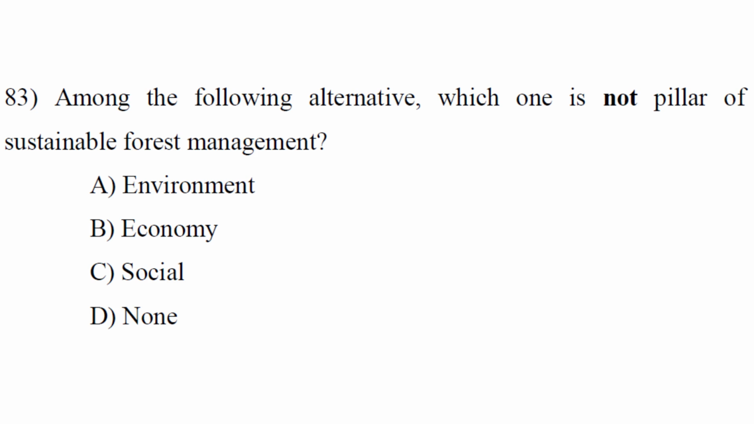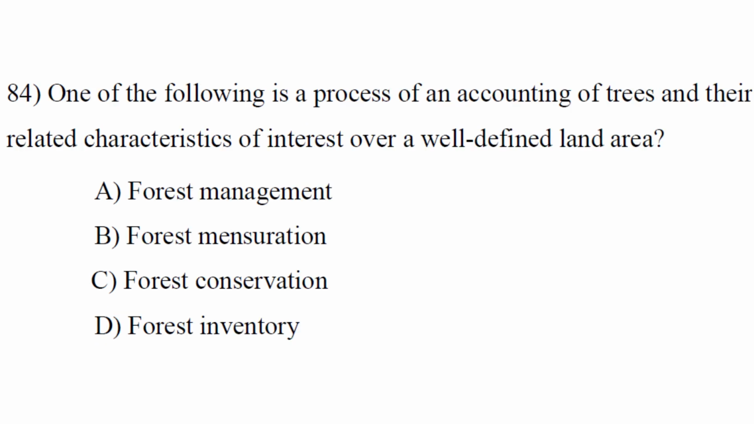83. Among the following alternatives, which one is not a pillar of sustainable forest management? A. Environment. B. Economy. C. Social. D. None. Answer, D. None.